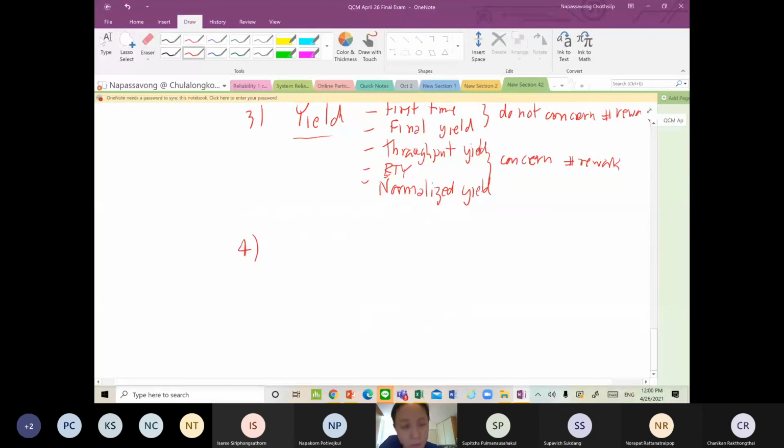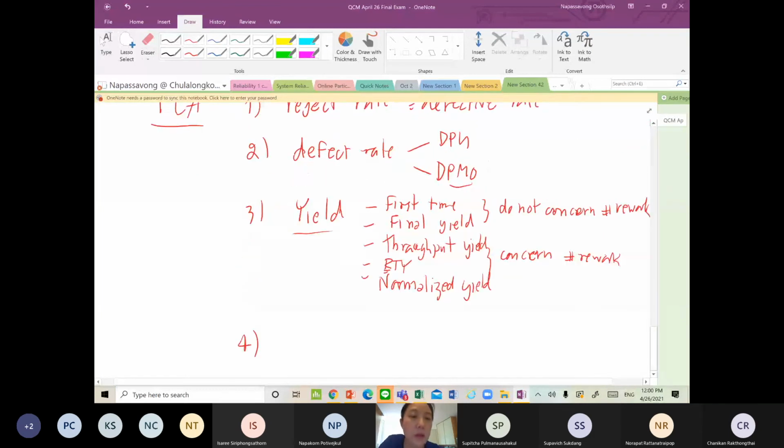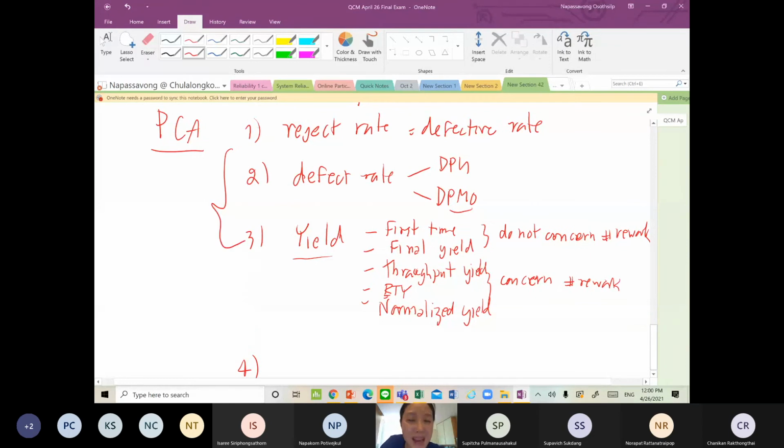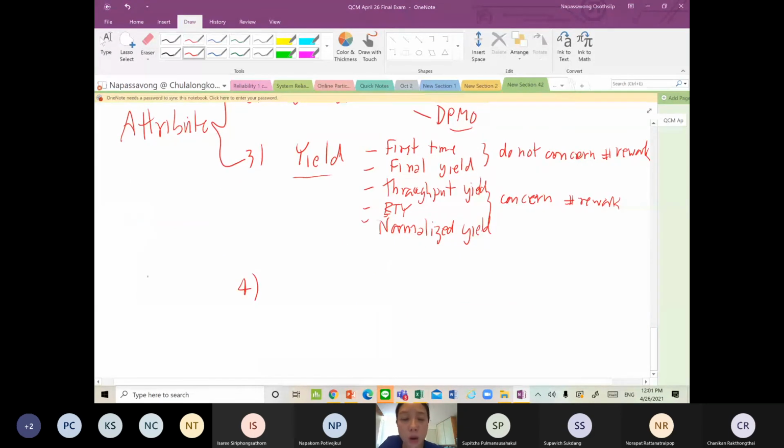And the fourth thing: there are three indicators usually used with attribute data, when the inspection result is like defective or not. But when you have variable data, we will use what we call process capability index. And we have four indices: CP, CPK, PP, PPK. We have learned about this.